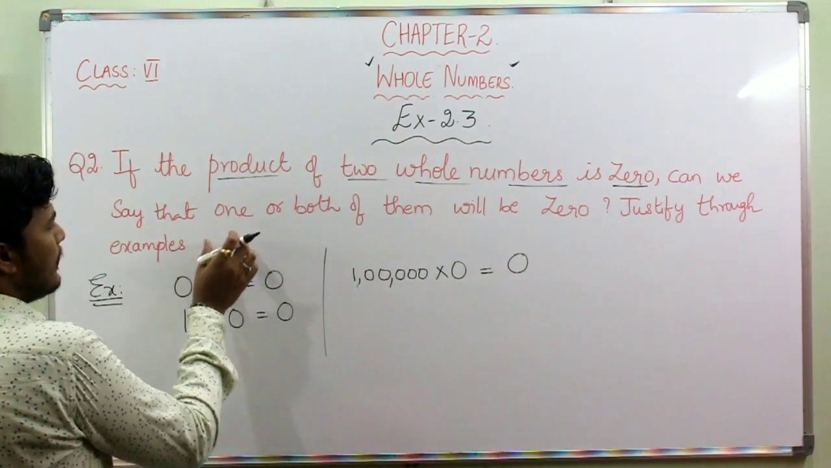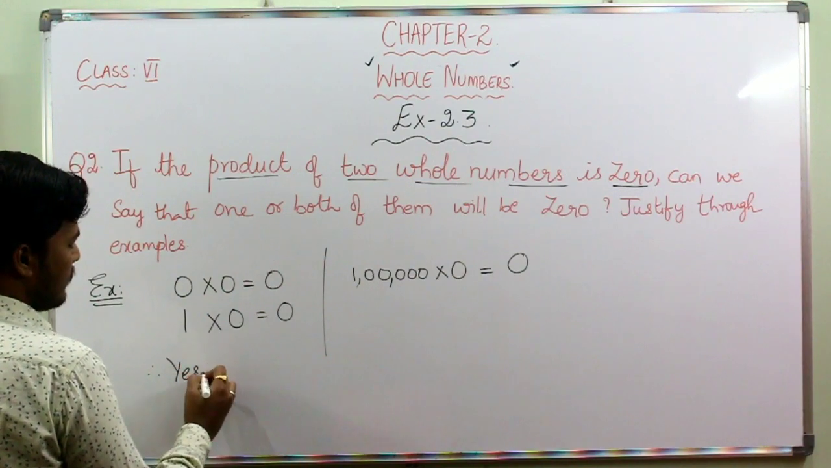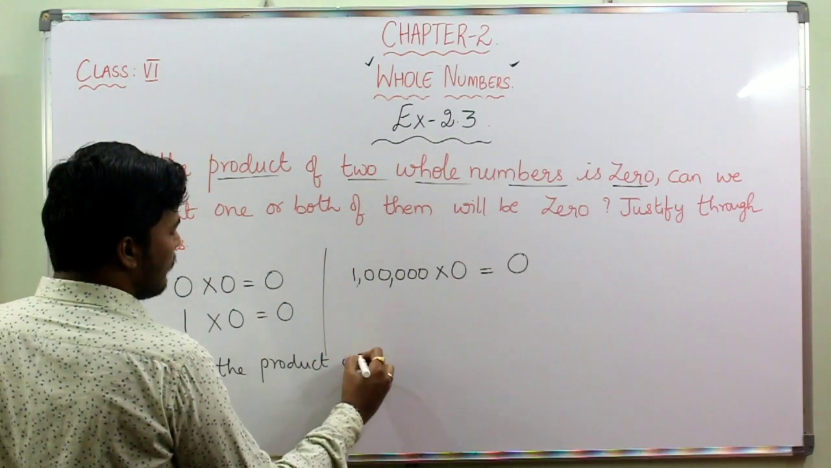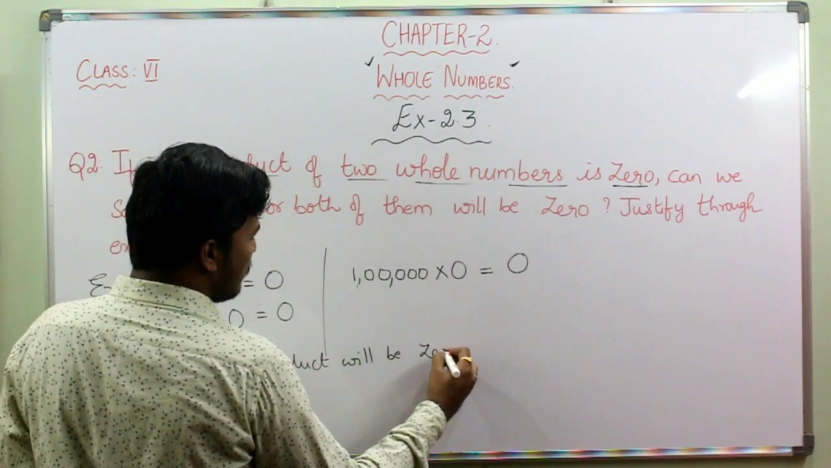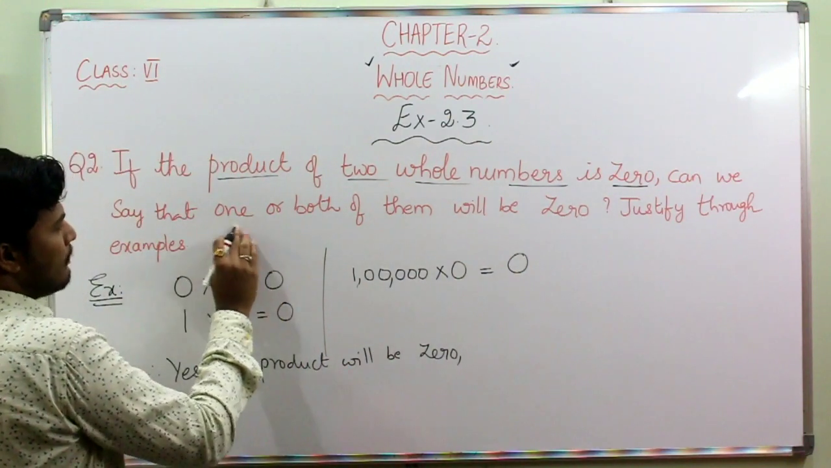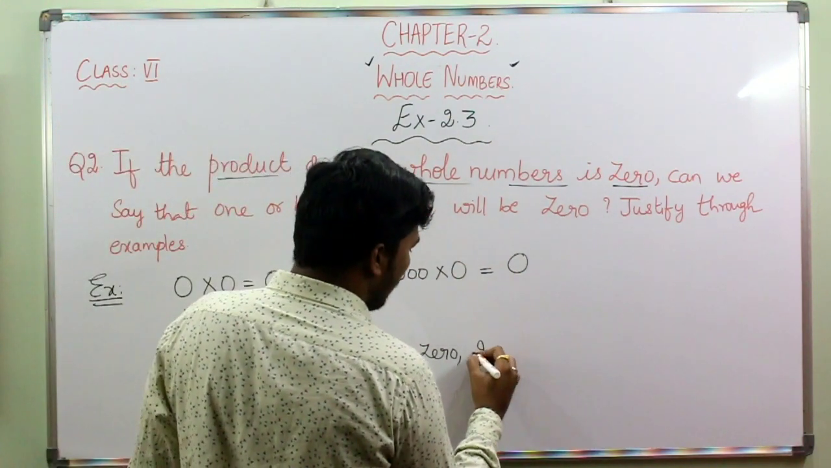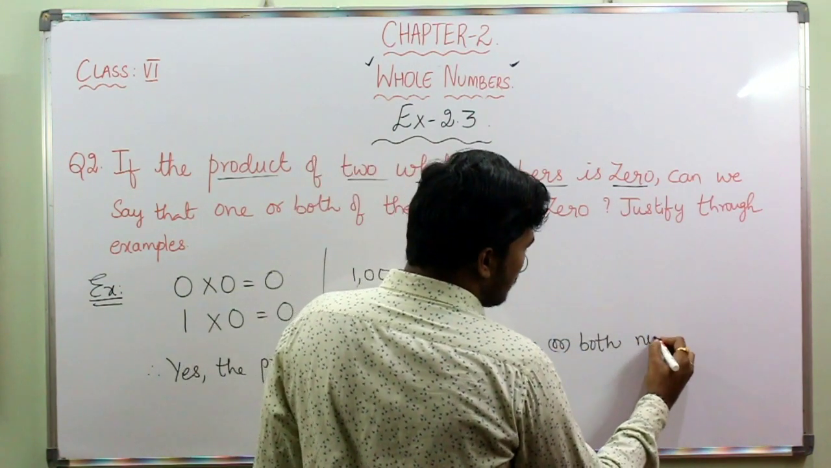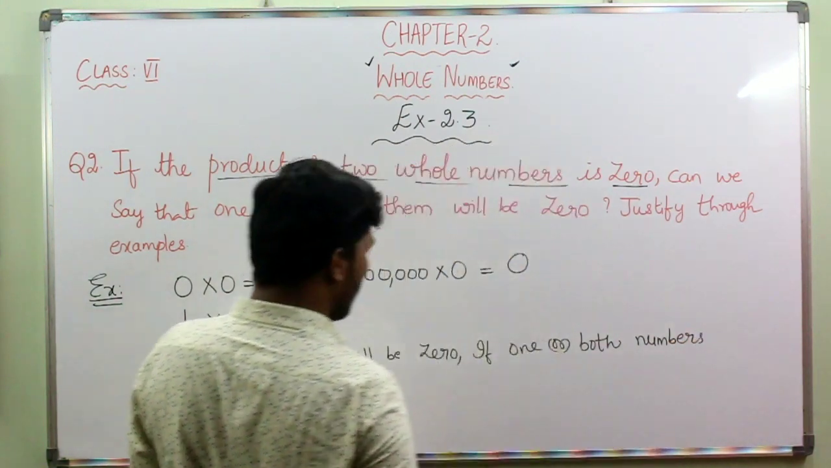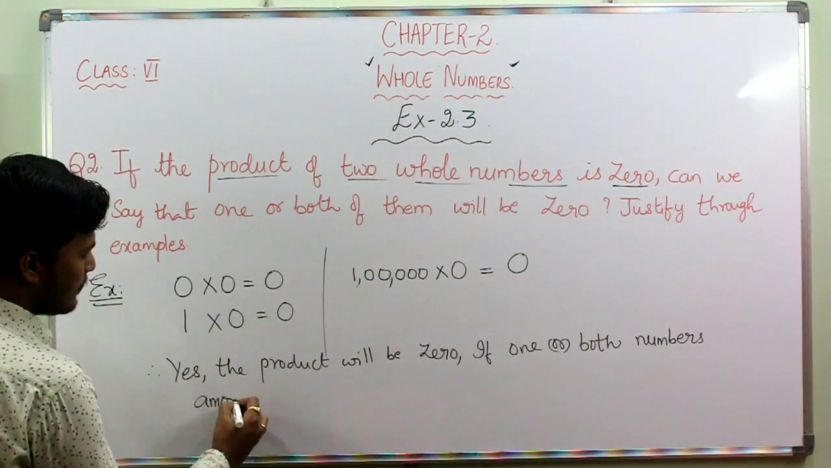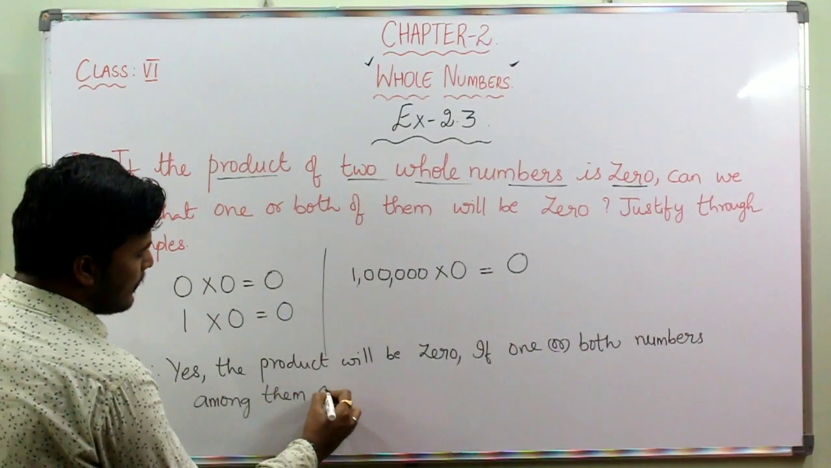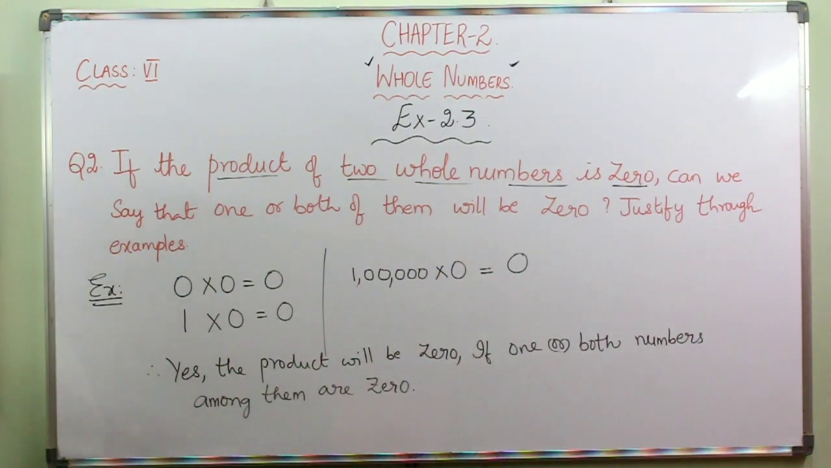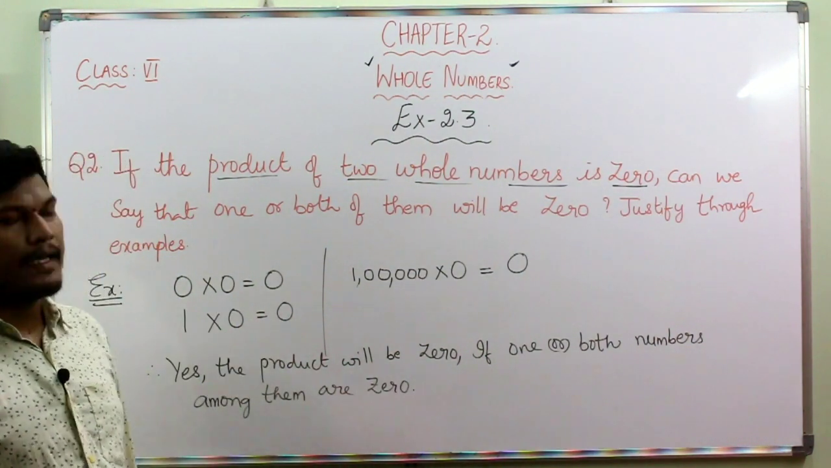So therefore what you can write here? Yes, the product will be 0 if any one or both of them are 0. If one or both numbers among them are 0. If a single number or two numbers are zeros, then we will be getting 0 as the answer.